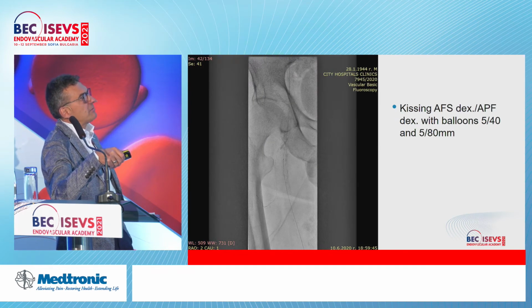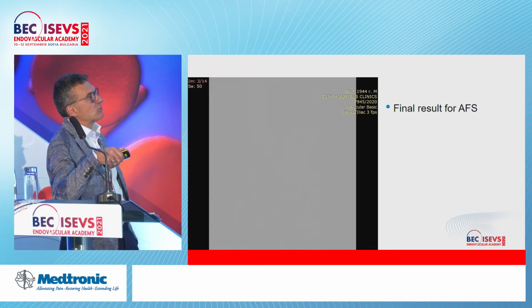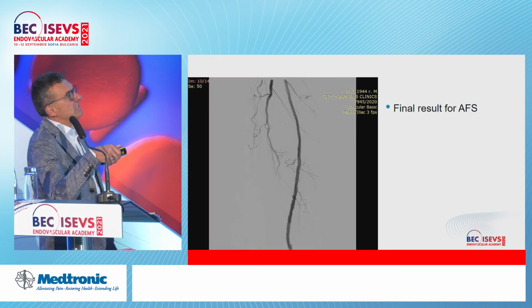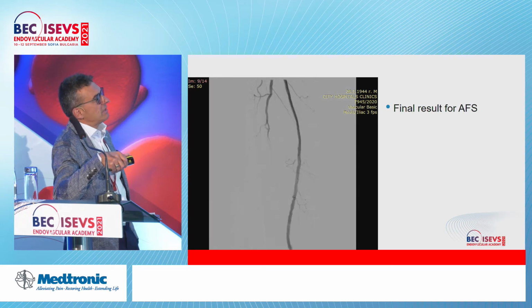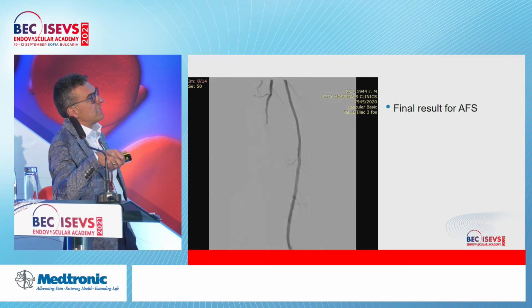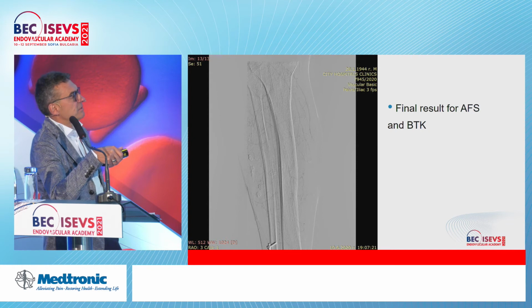And we had also performed a kissing balloon on the level of the profunda and the ostial SFA in order to keep the profunda open as a future bailout. So this is the final result. You see a really excellent result without the need of stenting in this situation.